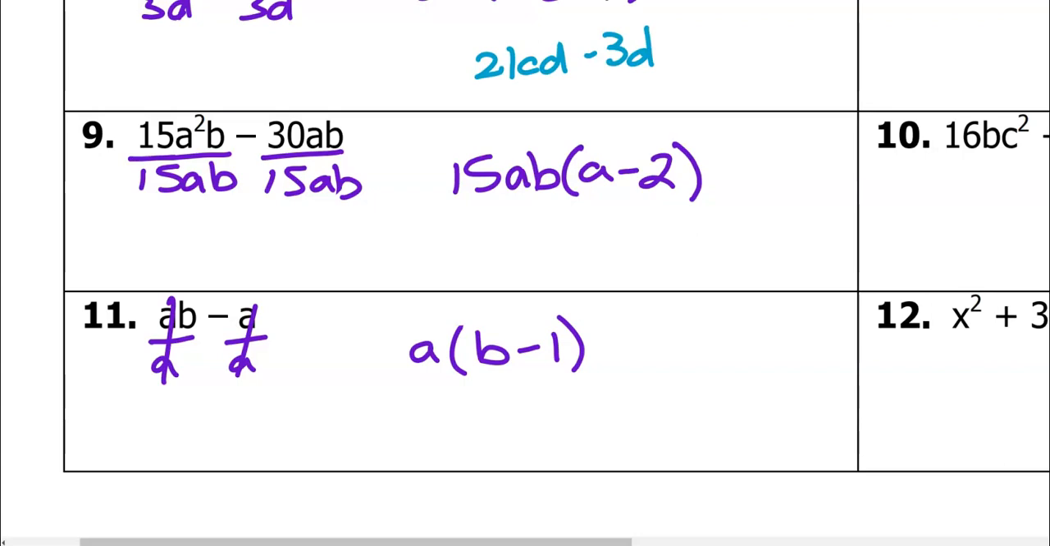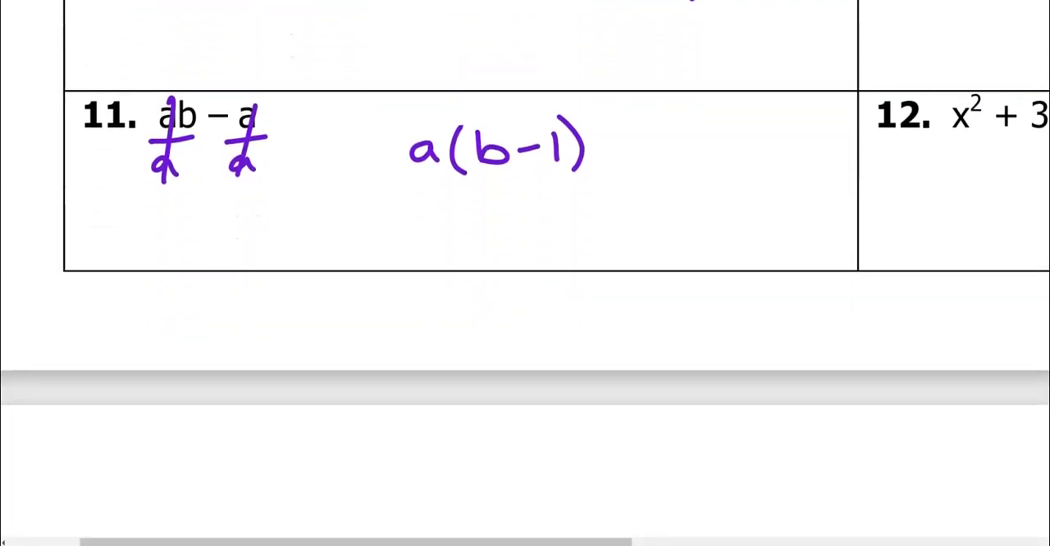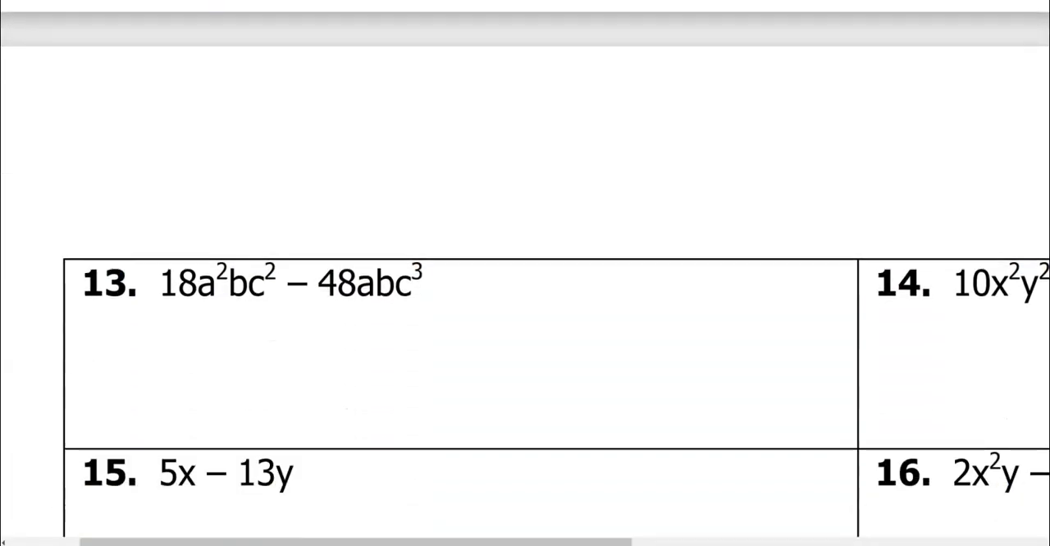We doing okay? Okay. All right. Woohoo! Ready for the back?